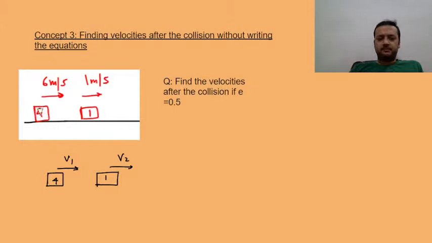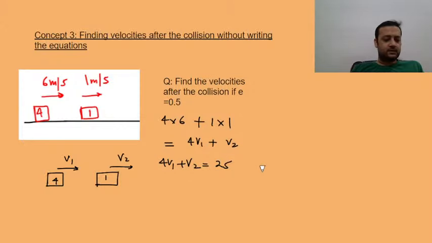So what is the initial momentum? 4 into 6. This was the initial momentum of the 4 kg, plus 1 into 1. So these are the masses which are indicated inside the blocks. So 1 into 1, this is the initial momentum. That should be equal to 4v1 plus 1v2. So this becomes 4v1 plus v2 comes out to be 25. This is the first equation that we would have made, right?